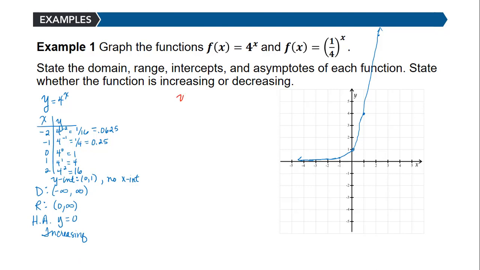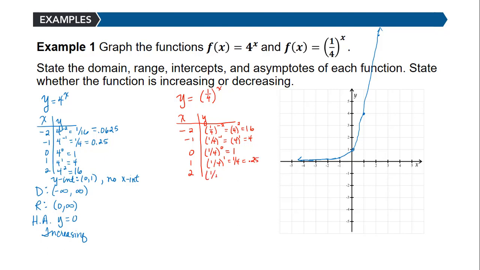And then if I wanted to graph y is equal to 1/4 to the x, I can make my same table, choose values of negative 2, negative 1, 0, 1, and 2. 1/4 to the negative 2, remember that's just 4 squared or 16. 1/4 to the negative 1 is 4 to the 1 or 4. 1/4 to the 0 is 1. 1/4 to the 1 is 1/4 or 0.25. And then 1/4 squared is 1/16. And like we just saw, that's 0.0625.